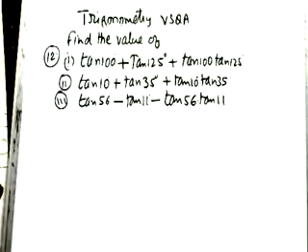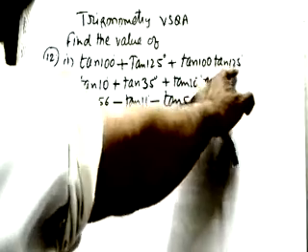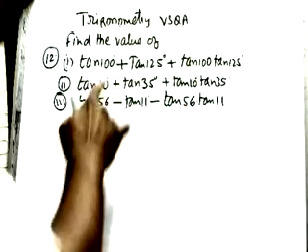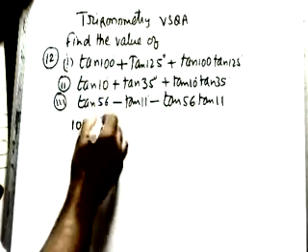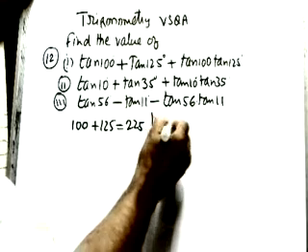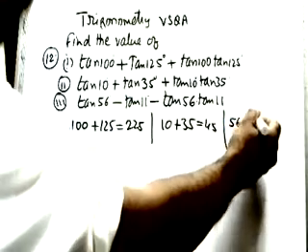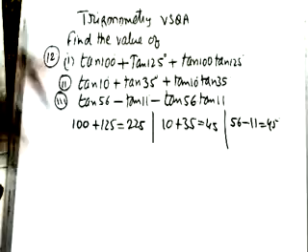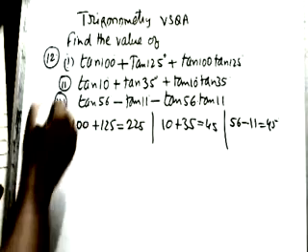The next question, see here, all these three questions are the same type. Let me do one question of this. Find the value of tan 100 + tan 125 + tan 100 into tan 125. In the same way, tan 10 + tan 35 + tan 10 into tan 35, and tan 56 - tan 11 - tan 56 into tan 11. See, there is a relation. In the first question we start like this: 100 plus 125 equals 225. In the second question: 10 plus 35 equals 45. In the third question: 56 minus 11 equals 45. So this is the method for this type of question.